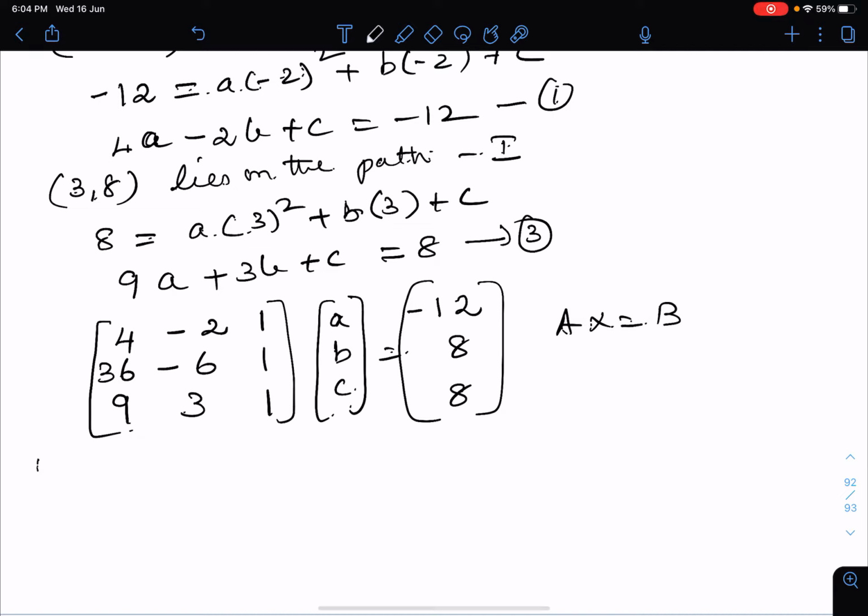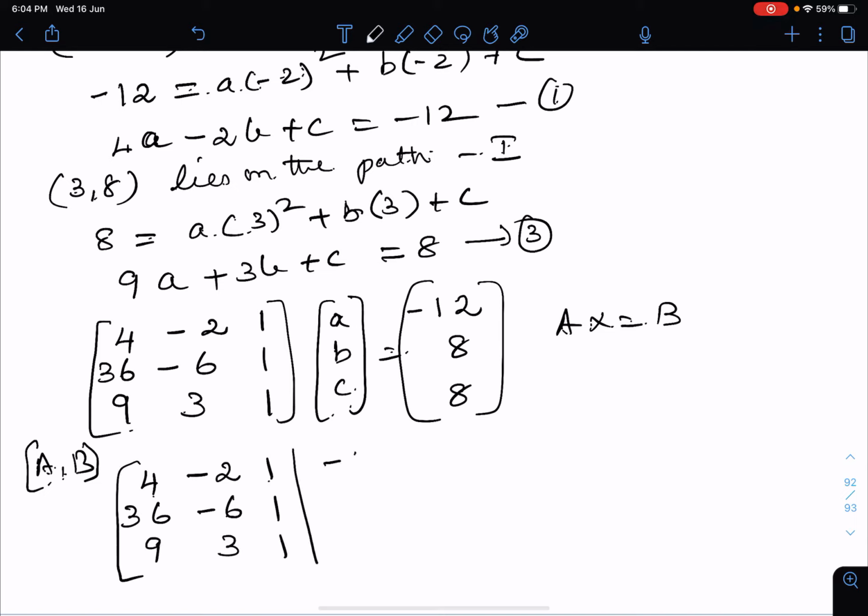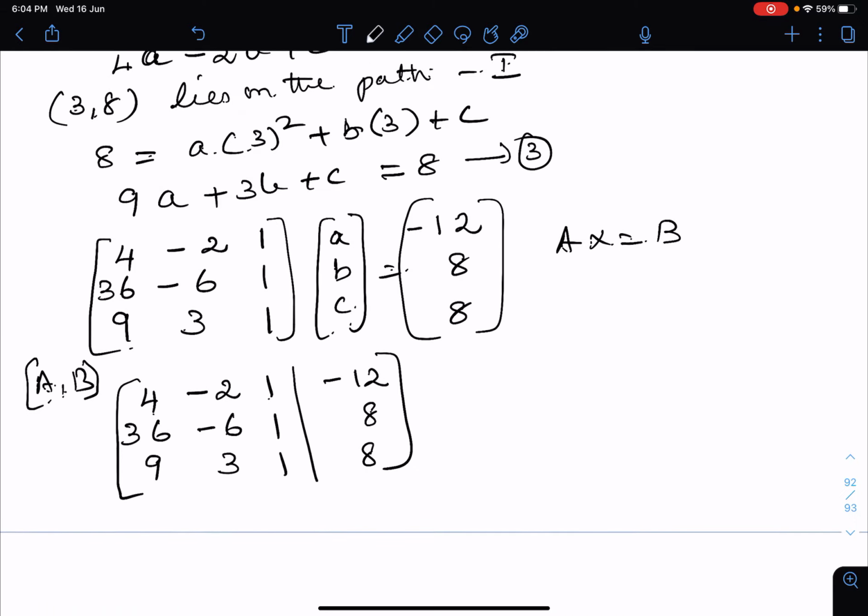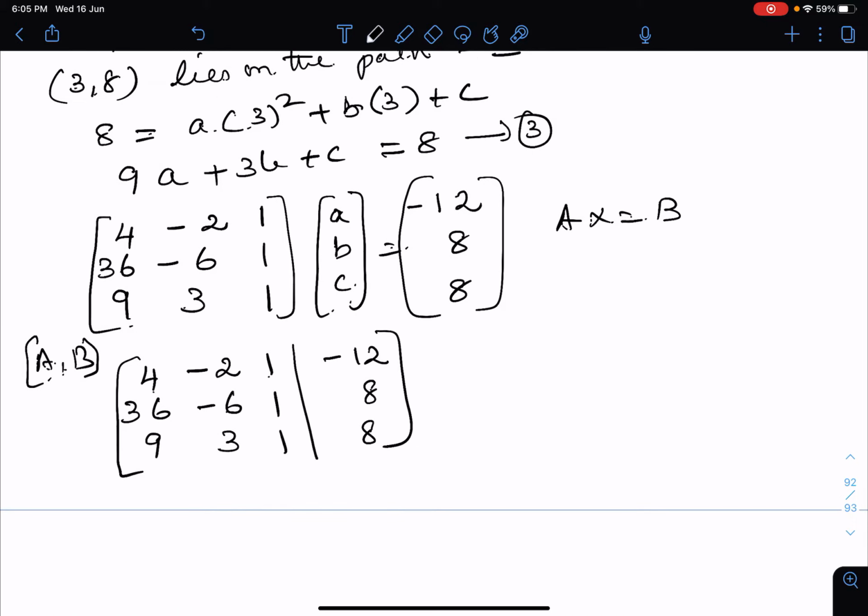Now you write your augmented matrix A, B. So you are going to get 4, minus 2, 1, 36, minus 6, 1, 9, 3 and 1. This is going to be our A, and drop the line, and it is minus 12, 8 and 8. Now we are going to use our row echelon form. What you have to do for row echelon form? You have to reduce the elements below the principal diagonal. This is going to be the first thing.